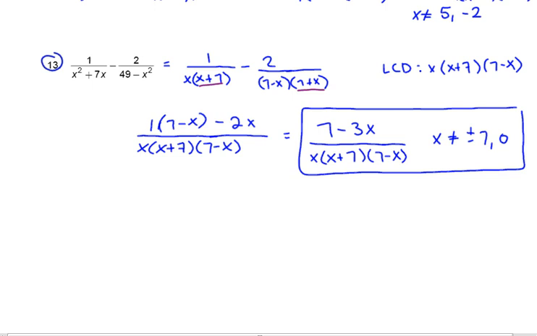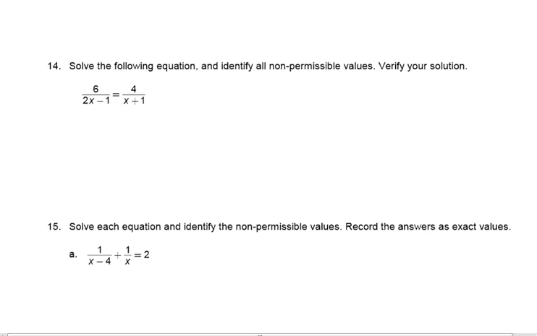Okay, we're going to go on to 14. I'm going to show you one of the methods we learned. Okay, so when you have a fraction equals a fraction, what could we do with this to solve it? Cross multiply. So we could write it as 6 times x plus 1 equals 4 times 2x minus 1. It's probably the easiest way, as long as we have a fraction equal a fraction. And then expand and solve. So expand, I mean distributive law.